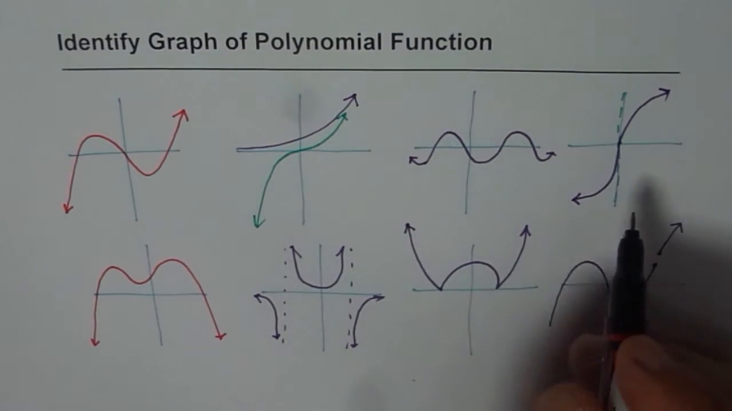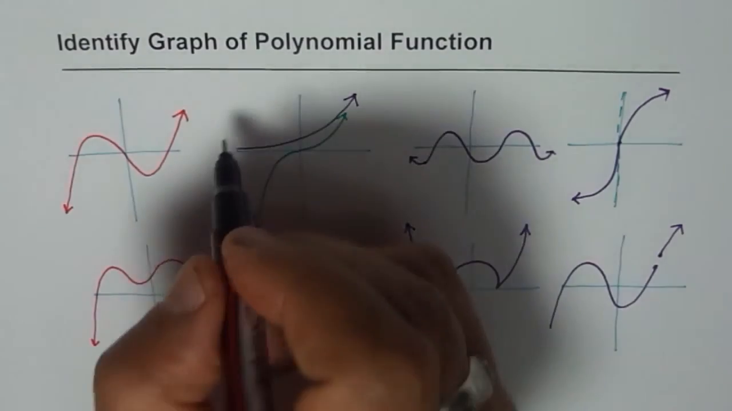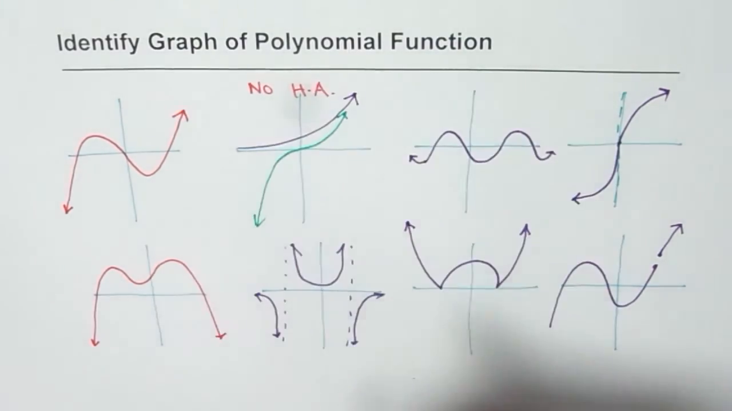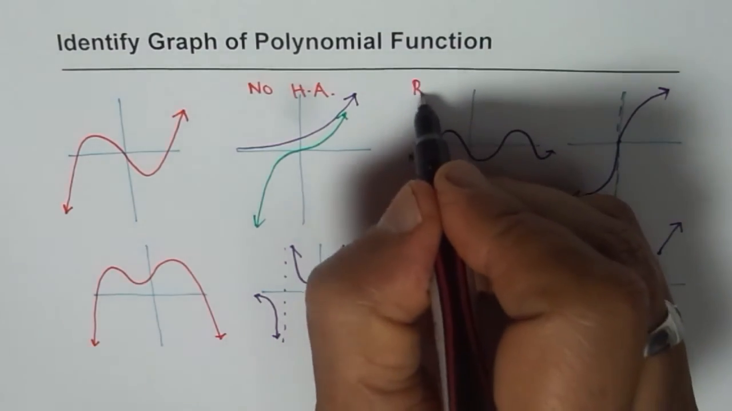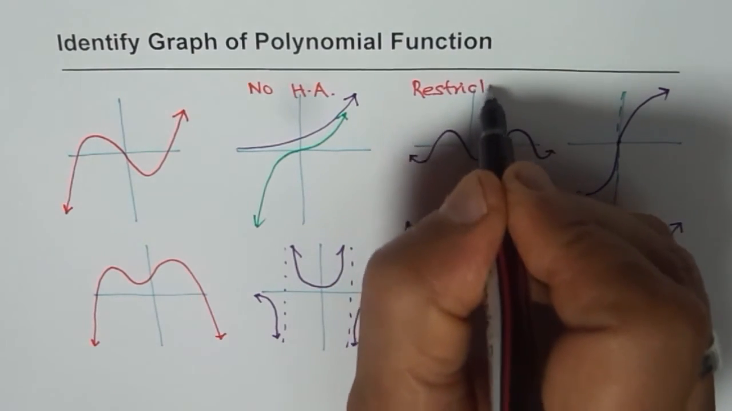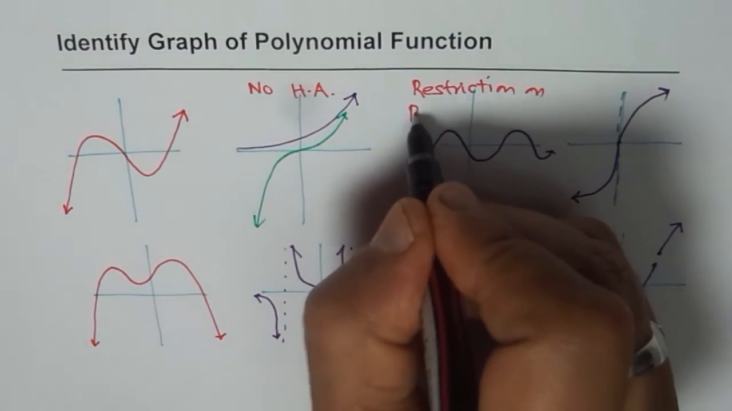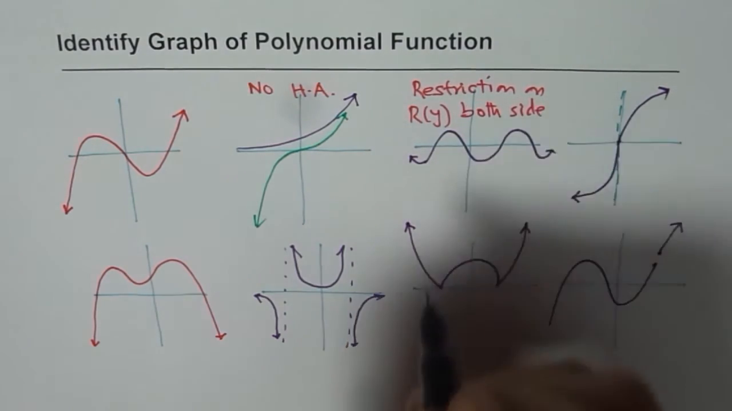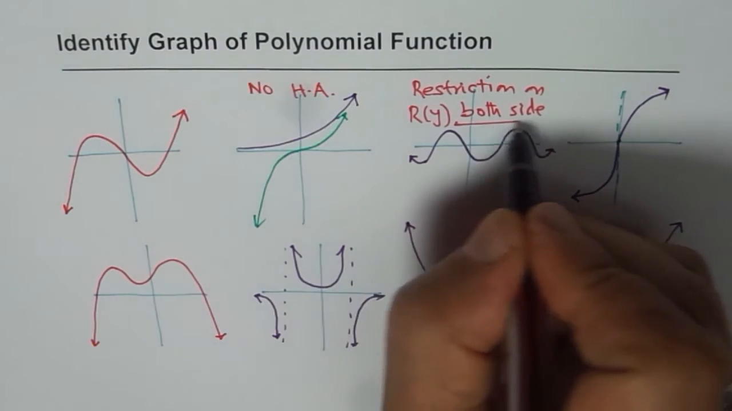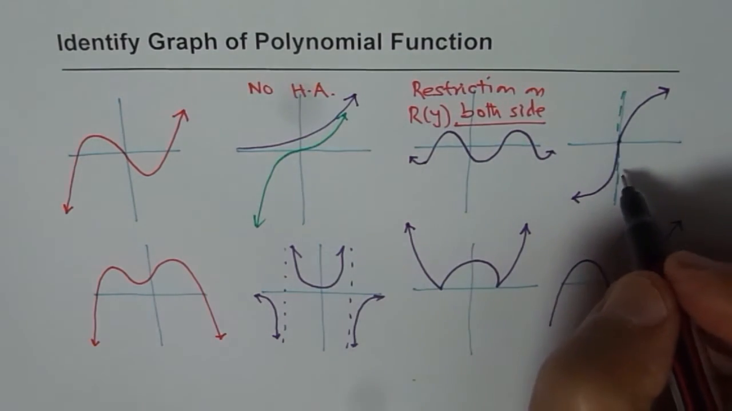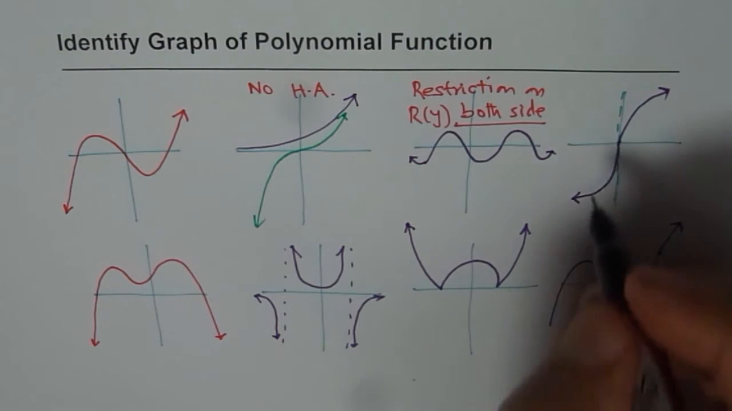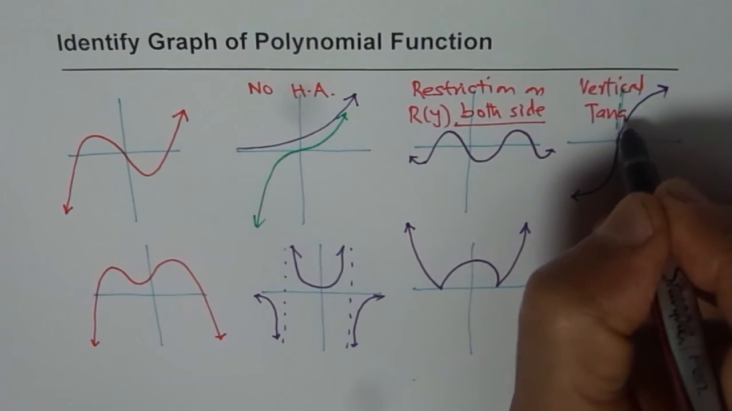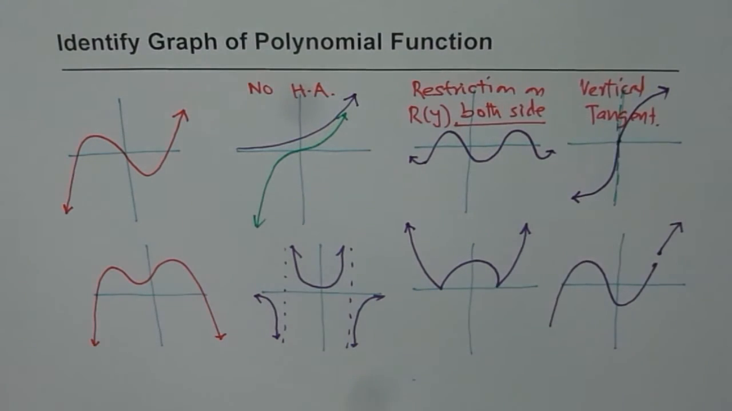So in a polynomial, what we realized here is no horizontal asymptote. That is one thing we discover. Now restriction on range: restriction on range on both sides, that is not a polynomial. You can have one side, but not both sides. That is kind of critical. Here, what do we have? Here we have a vertical tangent, and therefore it is not a polynomial.